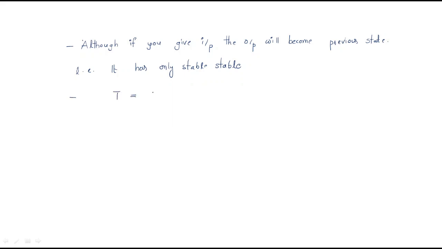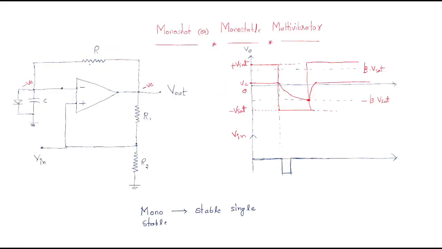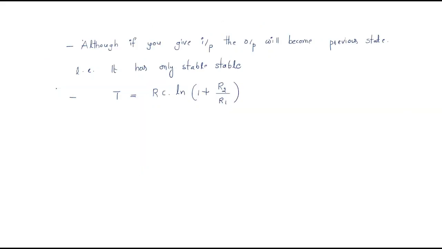We can write the time period of the monostable system like this. Time period T equals RC into log of 1 plus R2 by R1. So this is R into C. R is the resistor, C is the capacitor, and this is R2 by R1. Generally, R1 and R2 are the voltage divider network. This R is the feedback resistor, and C is the voltage applied across the inverting terminal.